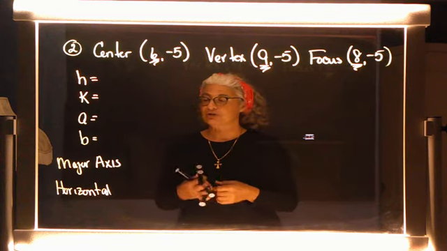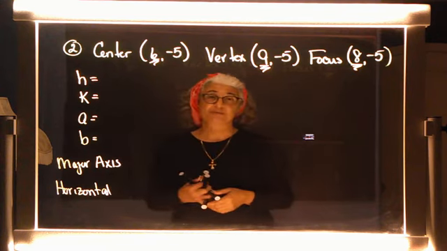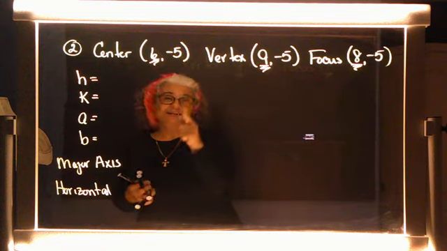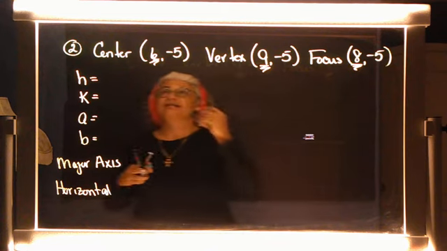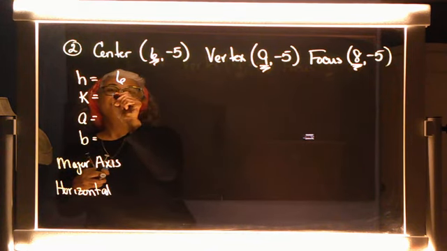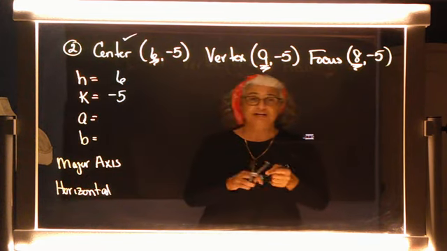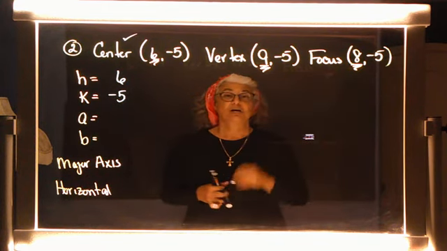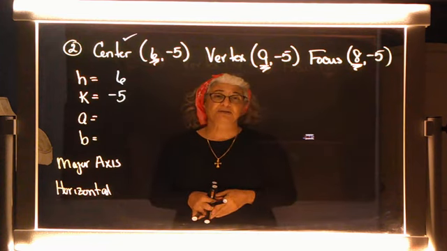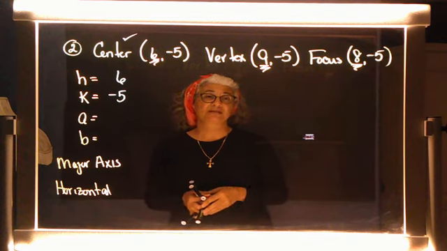Okay, so let's look. Do I have any information here? Do I have any of my 4 variables? I have h and k. What's h and what's k? That's right. h is 6, k is -5, and we got that from the center. So check, we used the center. That gave us h and k. But I still need a and b, don't I? Okay, there's two other pieces of information I haven't looked at yet.